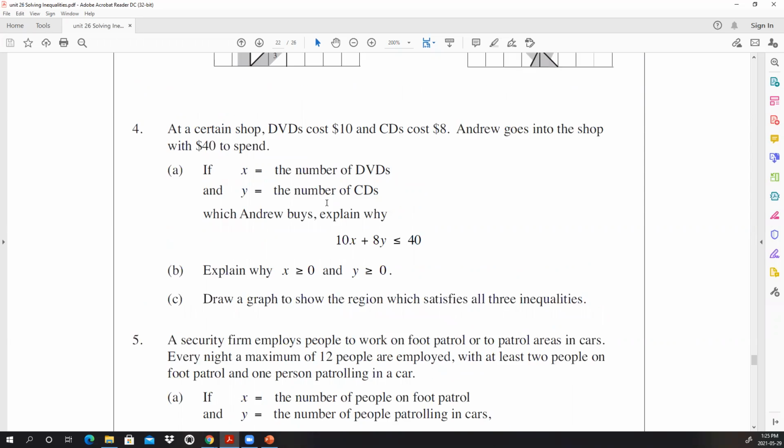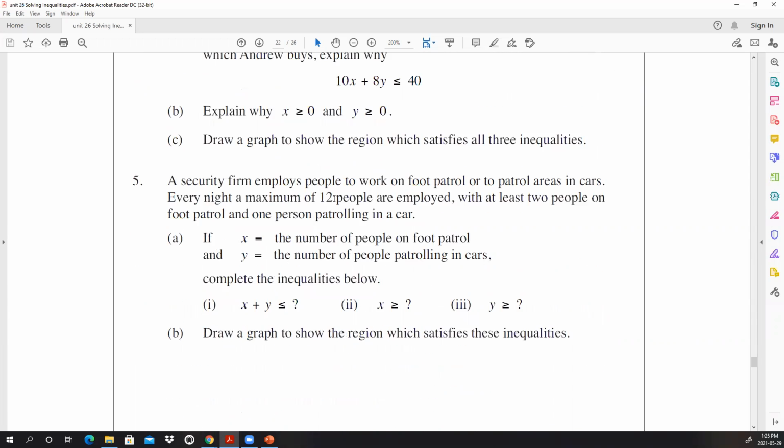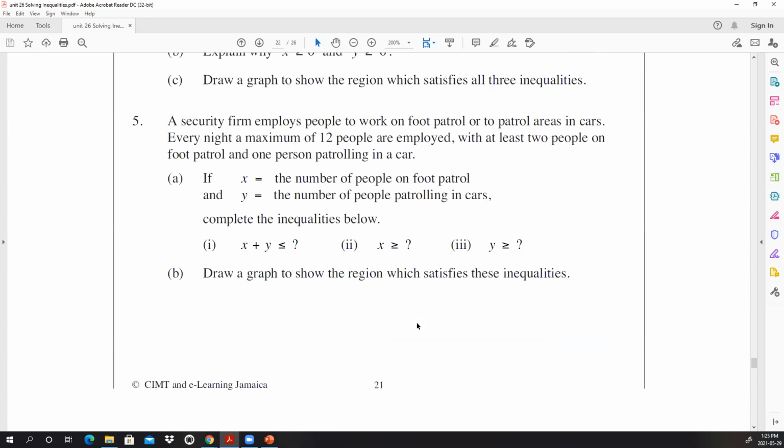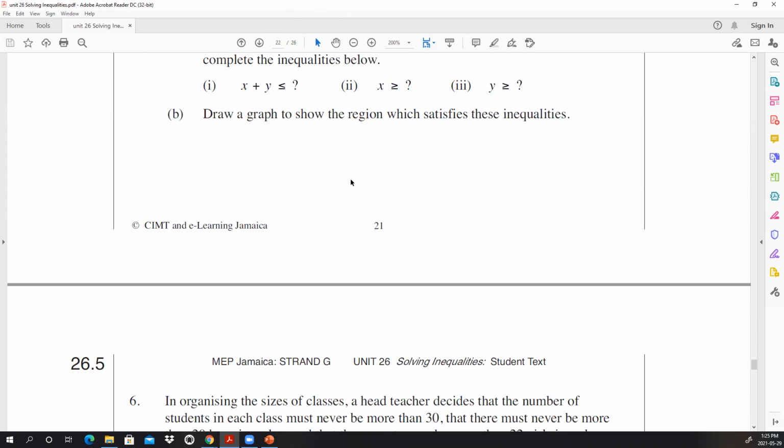This is page 22. Well, it's page 21 right here, so 22 in the PDF.